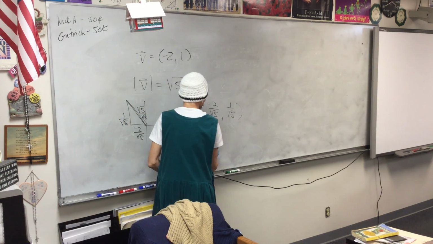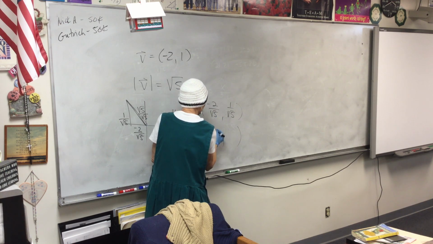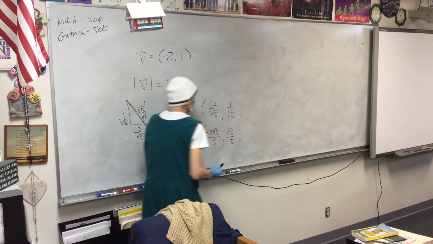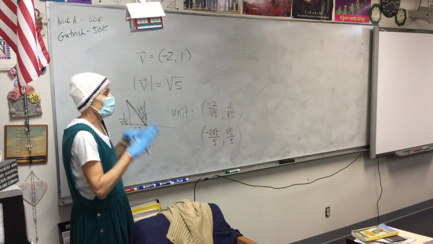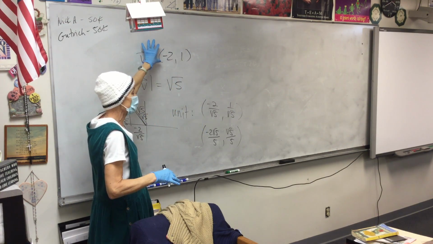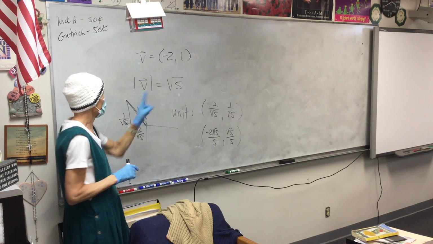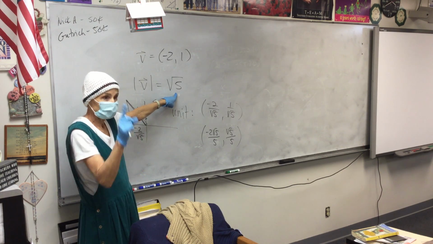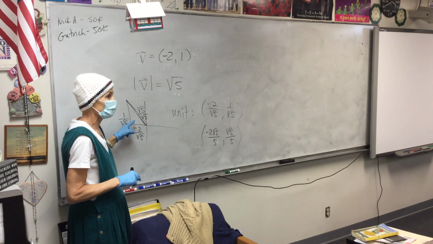And then, like PJ said, I'm going to rationalize this. So I'll multiply by my root 5s, and I end up with this being my final answer. But what I want you to remember is, how did I take this random vector and make it a unit vector? Two things. What was the first thing I had to do? Find its magnitude. And I found its magnitude by doing the Pythagorean theorem.